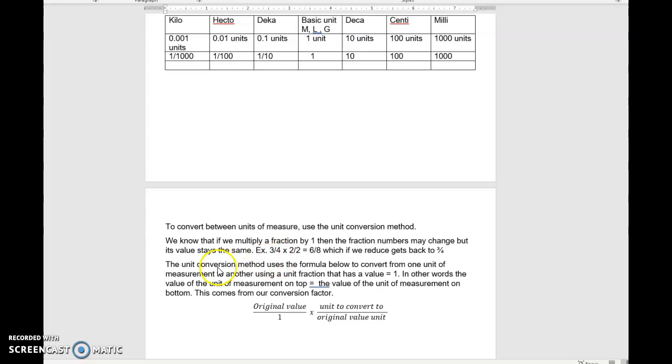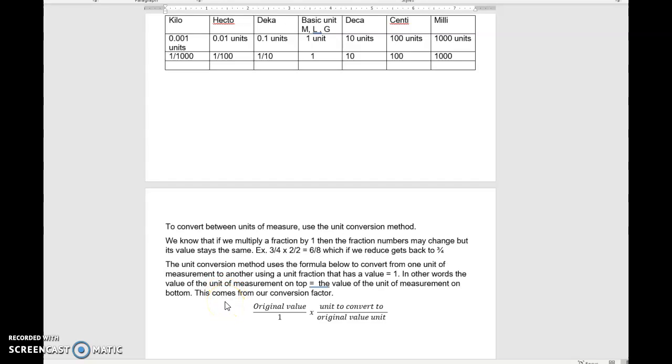So when you're doing this unit conversion method, you're using the formula below to convert from one unit of measure to another using a unit fraction that has a value of 1. In other words, the value of the unit of measure on top is equal to the value of the unit of measure on the bottom. So we have something that equals 1, just like 2 over 2. We have a unit fraction that equals 1.